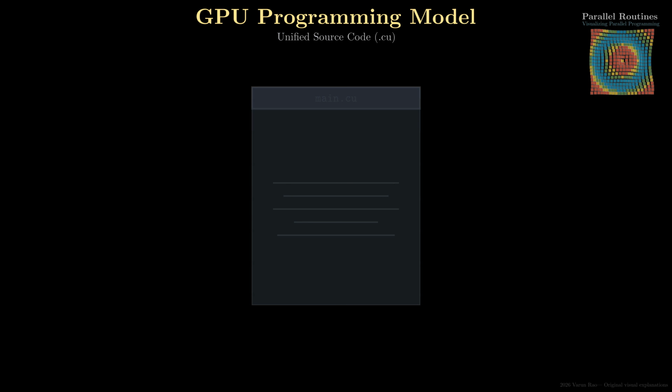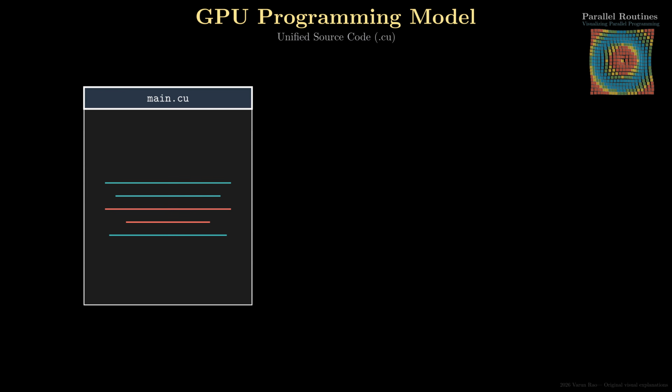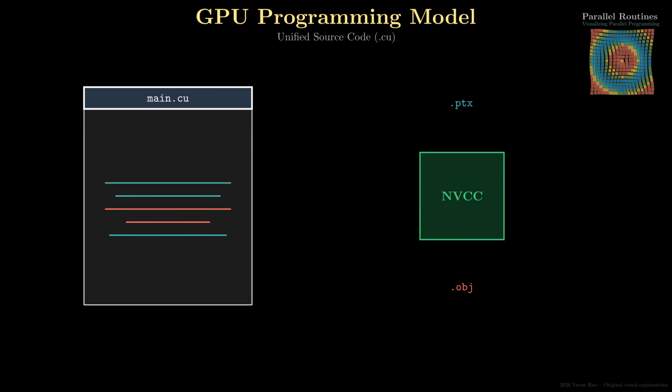A single source contains both CPU control logic and GPU computation. This helps programmers maintain one clear and consistent code base. The compilation toolchain separates the source into independent CPU and GPU compilation paths, ensuring each processor receives optimized instructions.